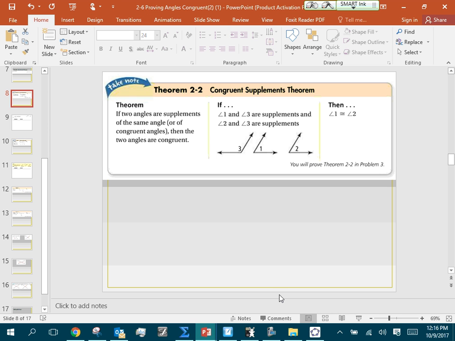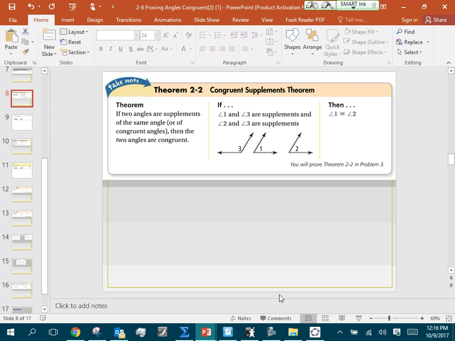And it says if two angles are supplements of the same angle, or of two congruent angles, then the two angles you started with are congruent. So if two angles are supplements to the same angle, then the two angles you started with are congruent. What they might ask us to do is prove this.